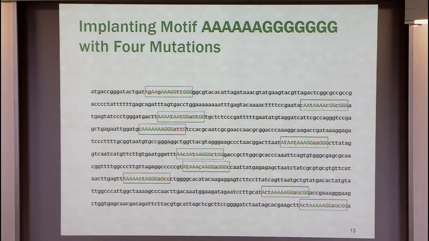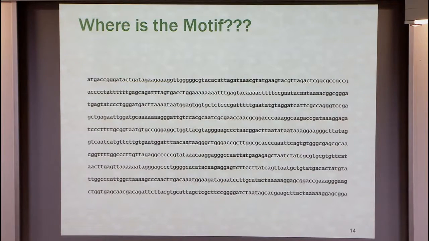But what happens when we add 4 mutations for each of these sites? Now when we go and look for the k-mers, I'm not sure that we'll discover that this is an enriched k-mer, the stretch of A's and stretch of G's, and it's becoming a more difficult problem. So this is an illustration of why it is very difficult.